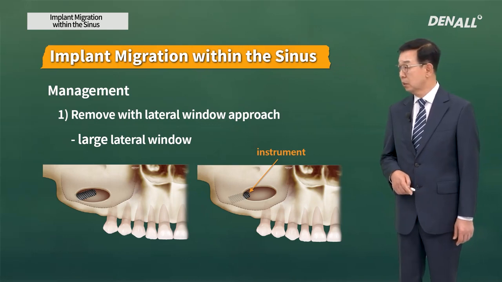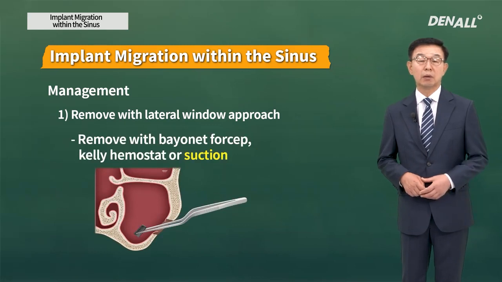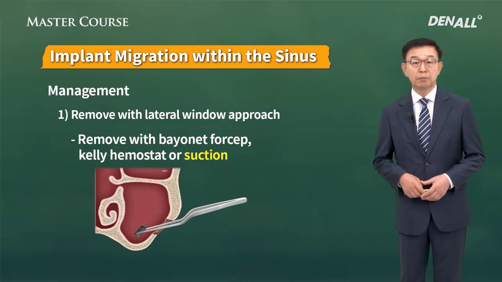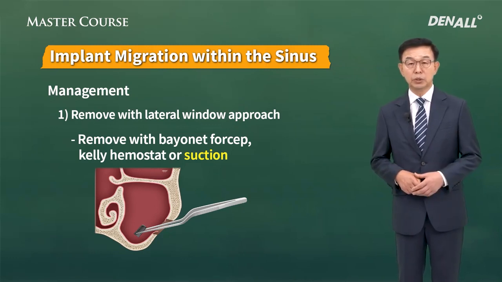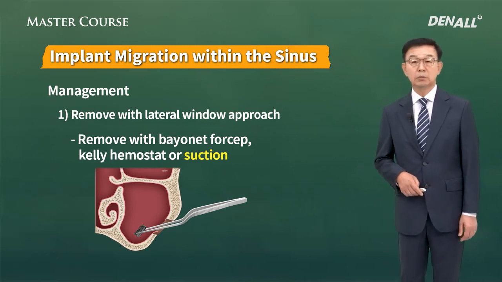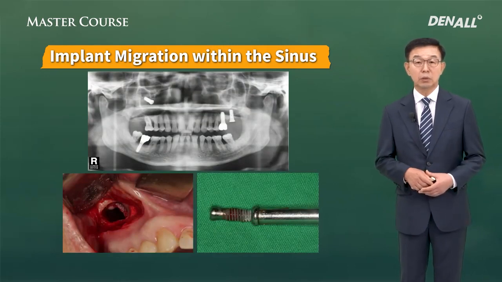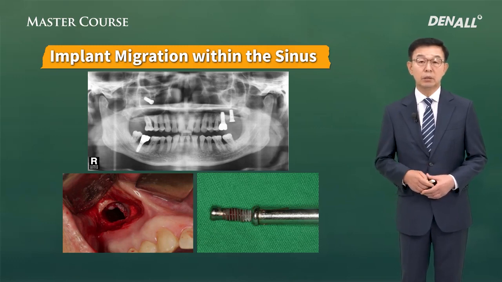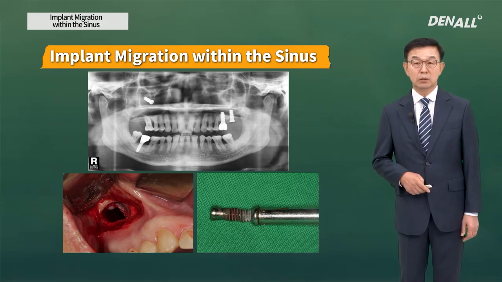You can remove it as you see it, but even if you form the window, at times you may not be able to see it. If you're able to see it, you can use forceps or Kelly to remove it. If you cannot see it, the best way is to use a suction tip. Form the lateral window, insert the suction tip within the window, and form negative pressure to remove the implant.